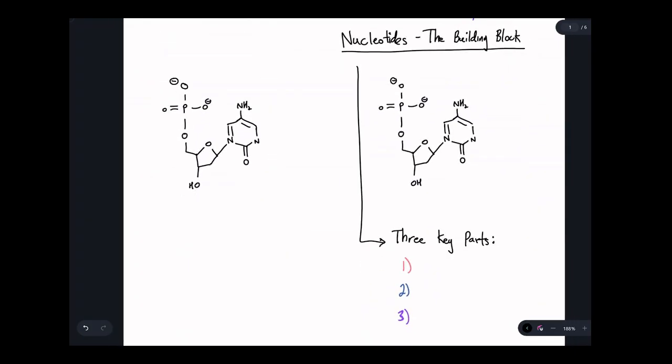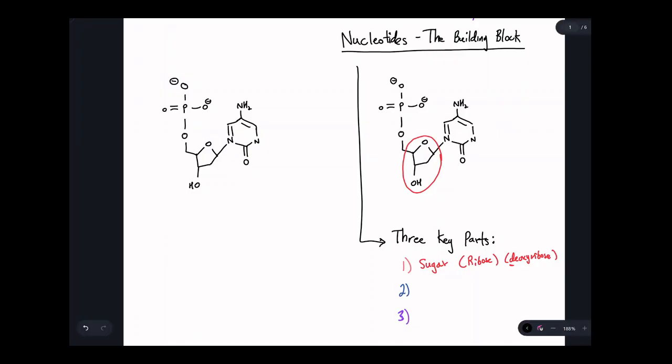The first is, we'll call it the sugar. This is the ribose sugar in the case of RNA, or the deoxyribose sugar in the case of DNA. DNA stands for deoxy, that's the D in DNA. We'll come back to what that is in a little bit. But really, I want you to focus that this five-membered sugar, this five-membered ring, is the sugar part, the ribose sugar of the nucleotide.